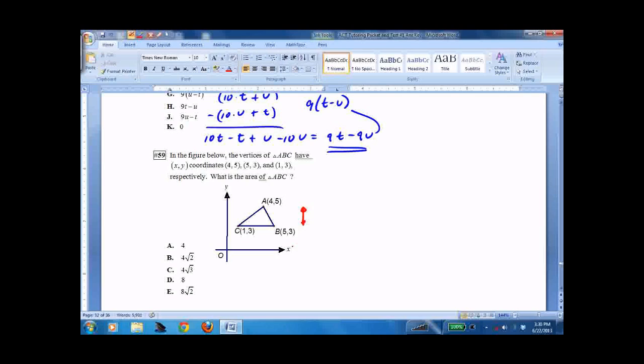This one's actually easy. First time I looked at it, I got all confused. What's the height? Well, this one's at 3 and this one's at 5, so it's 2. What's the width? Well, it goes from 1 to 5, so that's 4. Area is 1/2 base times height. 4. Done.